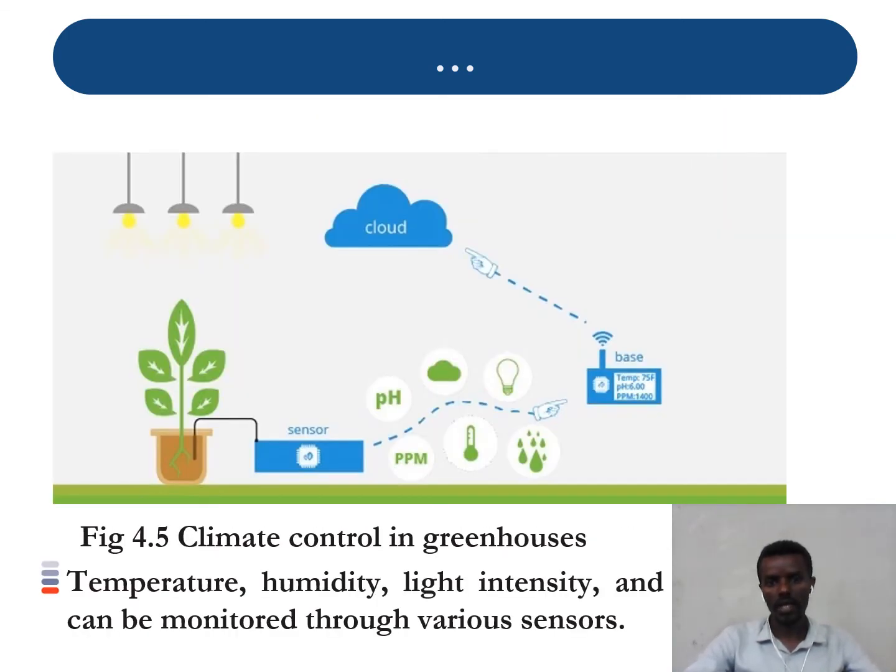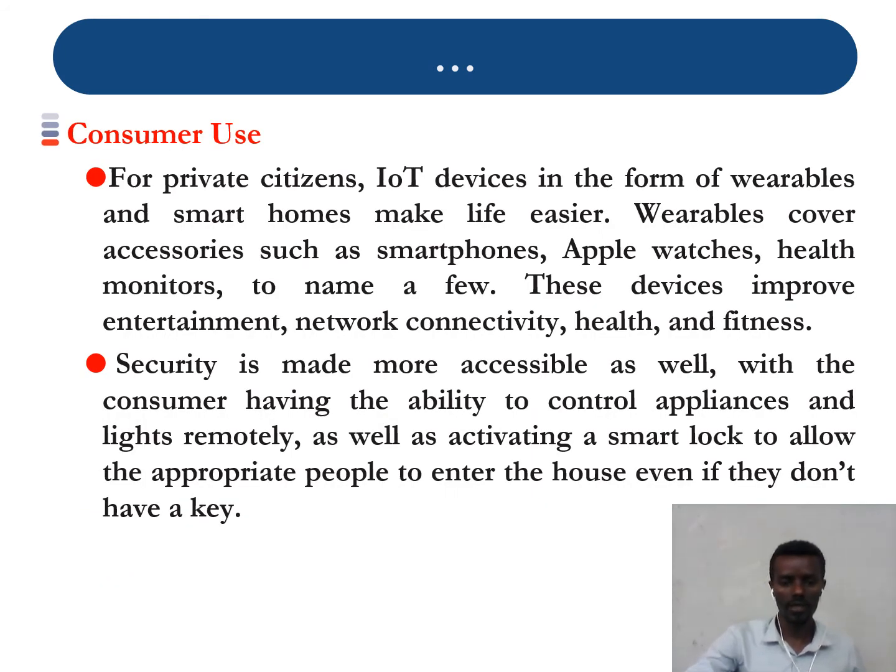And then the climate can also be controlled, like in a greenhouse. That means the temperature, whether the humidity has increased or not, and the light intensity also can be monitored through the various sensors. So all these things can be done by the sensors.